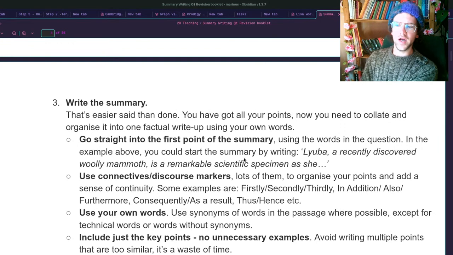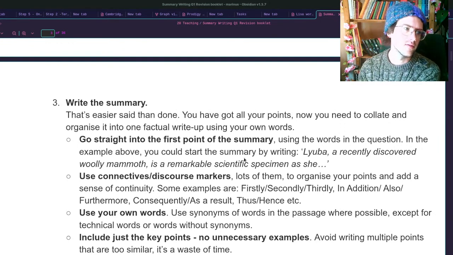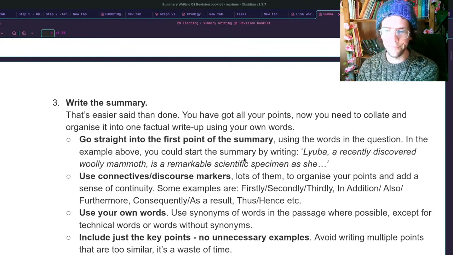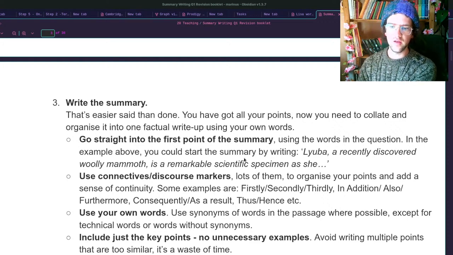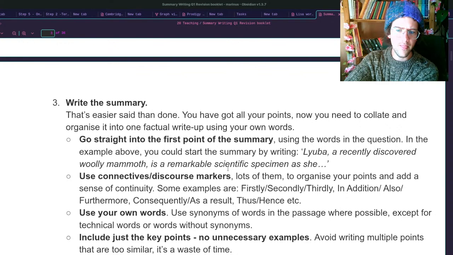Now, very important, don't use unnecessary examples. You don't need to use examples. You just make sure that each point that you are writing is the best sentence for that point. Don't write a point in two or three different ways. Does that make sense?